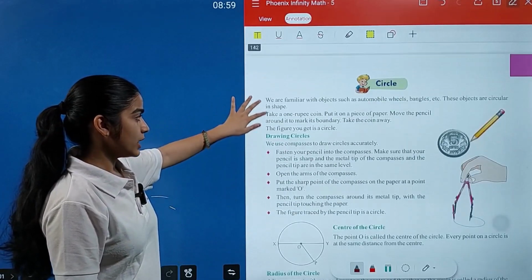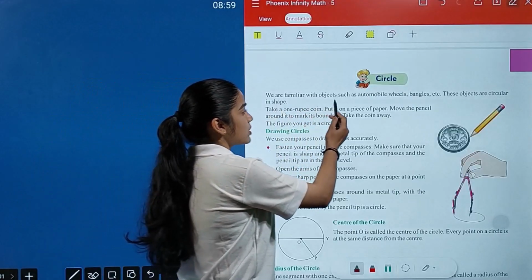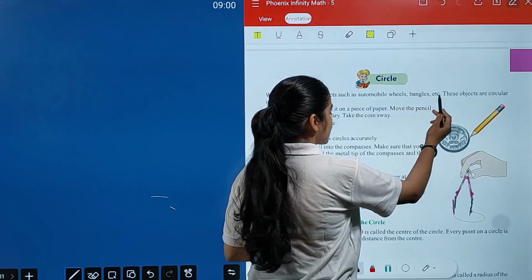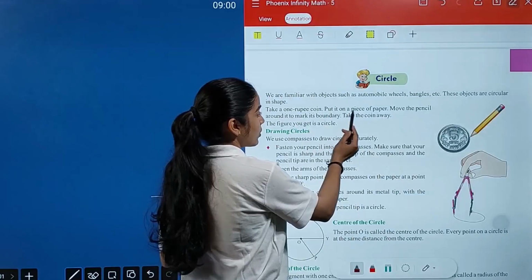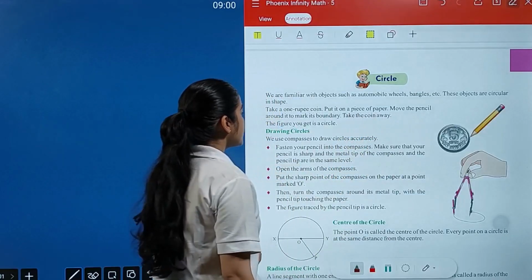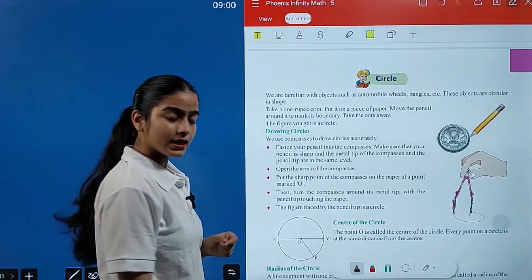Now we move forward and we are going to learn about the circle. We are familiar with objects such as automobile wheels, bangles, etc. These objects are circular in shape. Take a 1 rupee coin, put it on a piece of paper, move the pencil around it to mark its boundary, take the coin away. The figure you get is a circle.